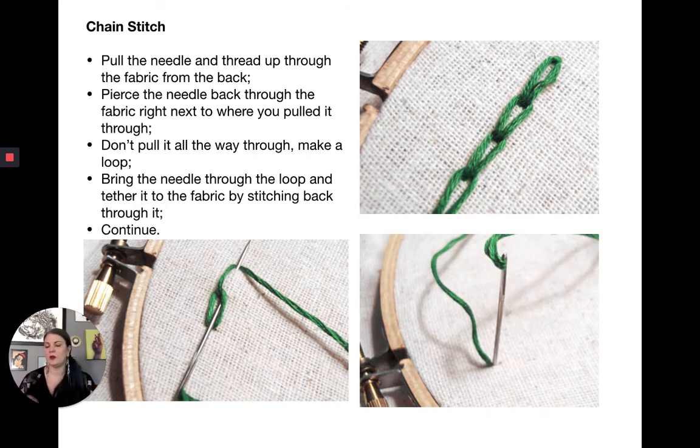Chain stitch. This is another one that's a little more decorative. It's kind of pretty looking. So you are going to pull the needle and thread up through the back of the fabric. So you start at the back, you pull the needle through like in this lower corner picture. And then you stab the needle back through the fabric next to where it came out, okay? And you pull it down, but you don't pull it all the way through. You don't pull it tight so that it lays flat. You leave a loop sticking up, okay? Then you bring your needle back up through that loop and kind of catch it, and then you stitch that back down. Okay? Does that make sense? You can see what I'm talking about in this image right here. So you're catching your loop with the next thread.